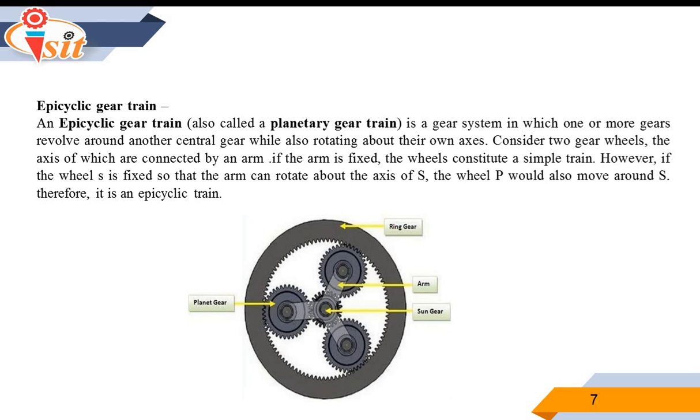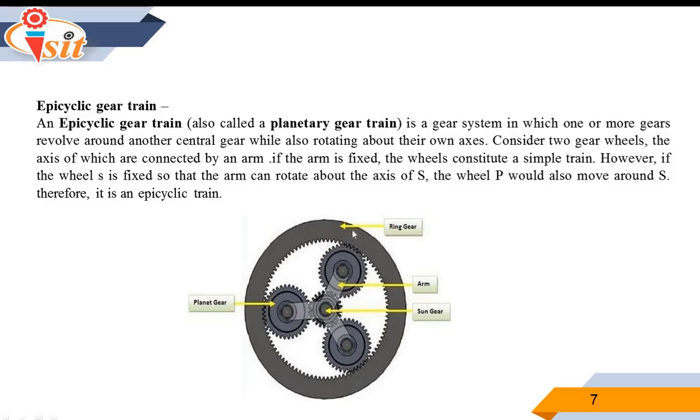This epicyclic gear train is also called a planetary gear train. It is one of the most advanced and compact forms of gear transmission. In this arrangement, as you can see in the diagram, one or more gears called planet gears rotate about their own axis while simultaneously revolving around the central gear known as the sun gear. The planet gears are mounted on a rotating arm called the planet carrier. In many designs, an outer internal gear called the ring gear or annulus surrounds the planet gears.